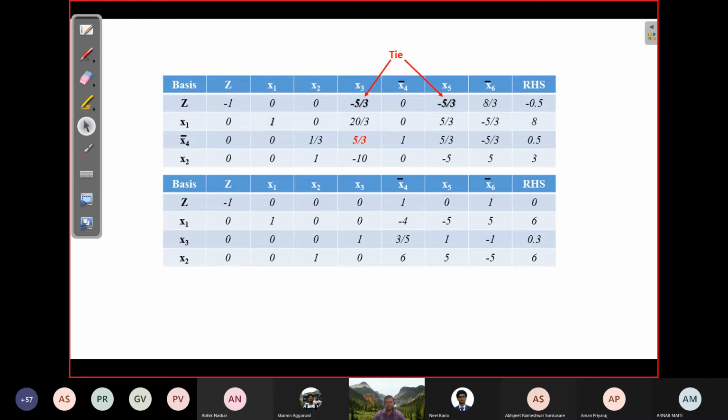Anybody? Can you compute and tell me? Suppose instead of x3 in this iteration, you had chosen x5 to enter the base. Then what will be the phase 1 solution? 7.5, 4.5. So what is happening here?